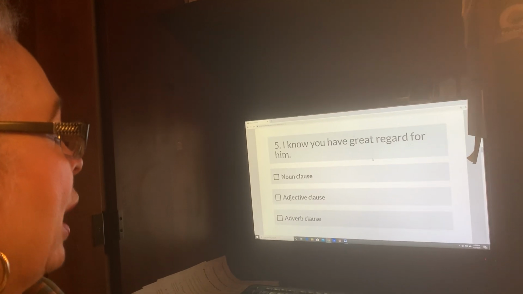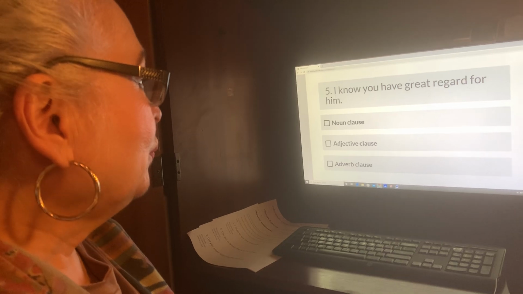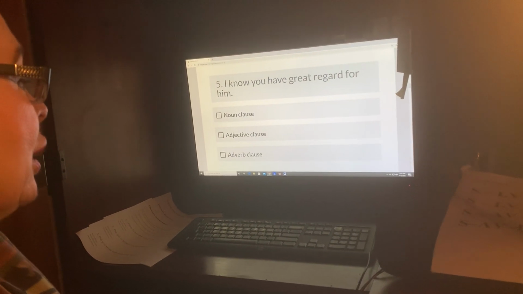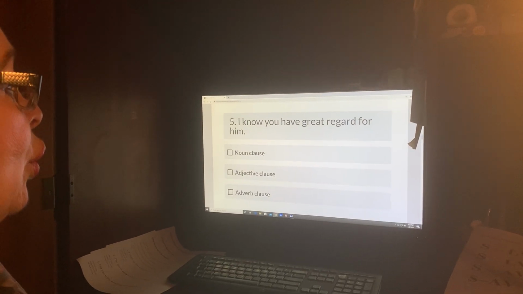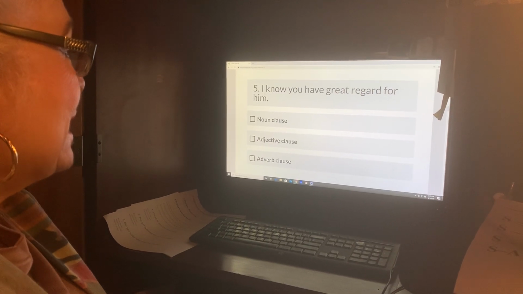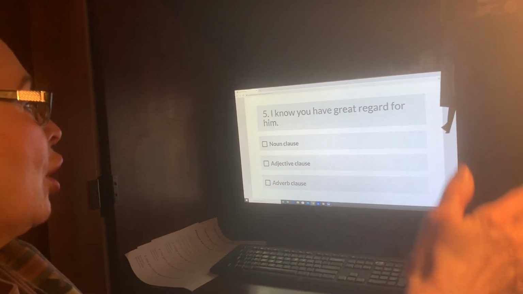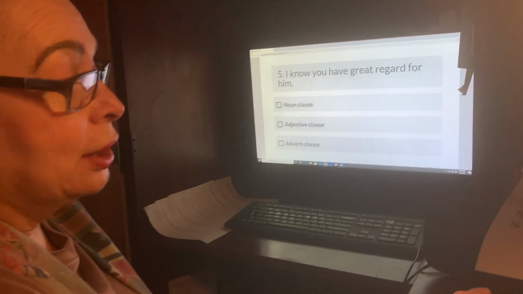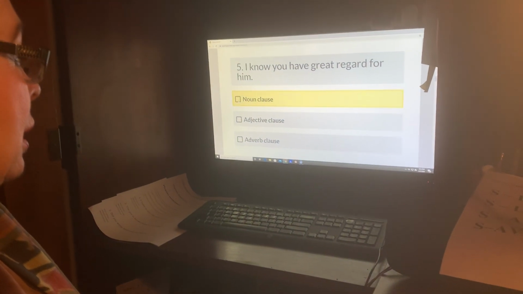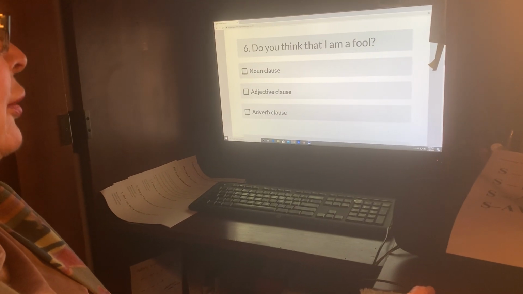I know you have great regard for him. So let's look at this. I know, it's missing the subordinator here or the pronoun. I know that you have great regard for him. So, I know, action verb. I know what? That you have great regard for him. A-V-D-O. If it's a D-O, then we know it's a noun clause. And here we go. Incorrect.